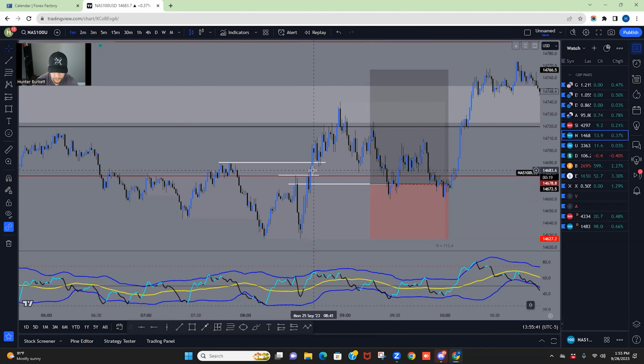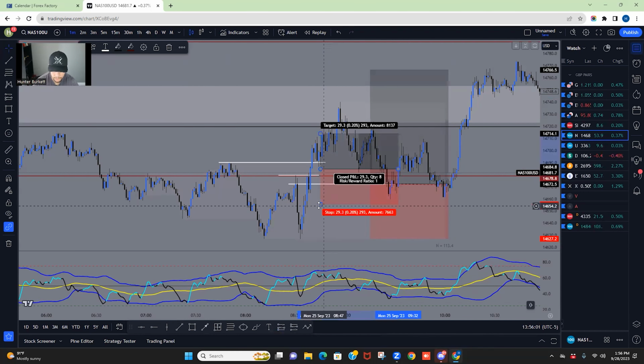Or you could have entered on this fair value gap. There's no real extreme fair value gap other than right there, so yeah, I probably would have waited for this one. Or you could have entered right above this order block. Look, last down candle, fast move, come with a fair value gap. There's nothing wrong with that. You could have entered here, stop loss, 2R.